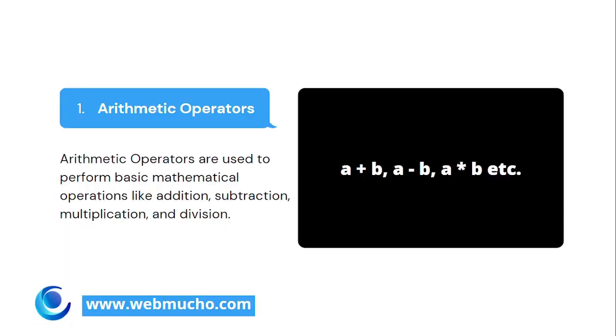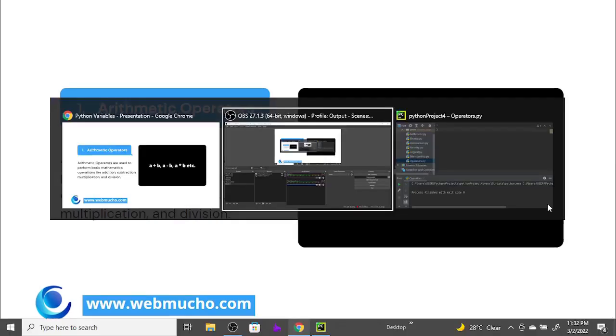Arithmetic operators are used to perform basic mathematical operations, so addition, subtraction, multiplication, and division. They are one of the most used operators, especially when you are doing basic mathematics. Let's switch to our code editor.